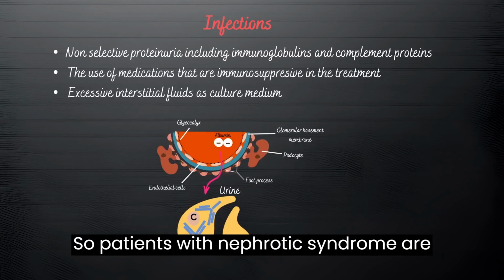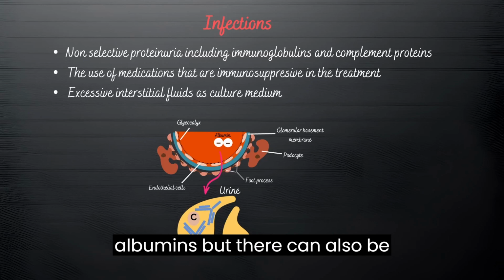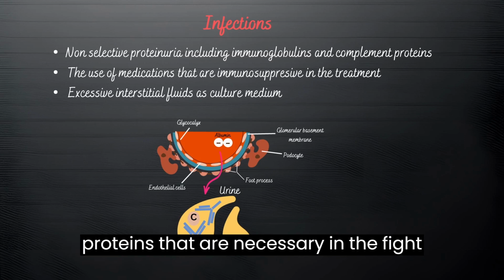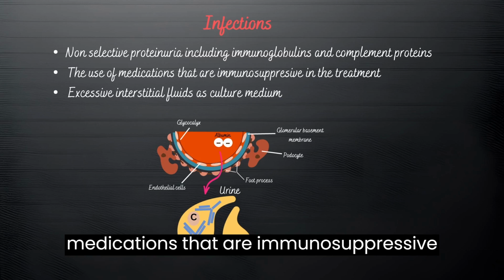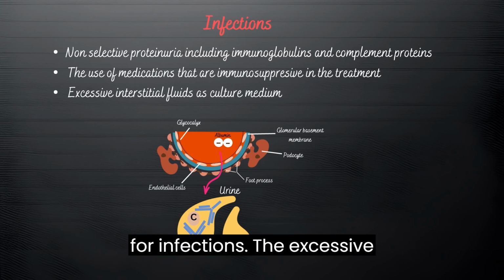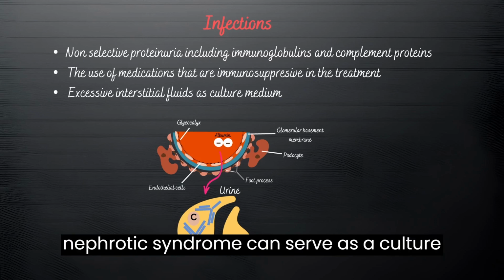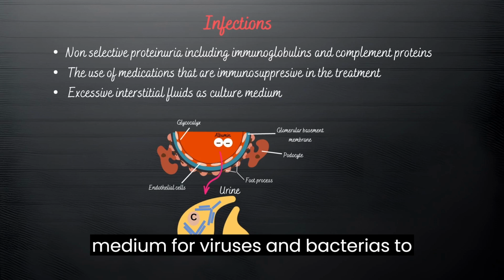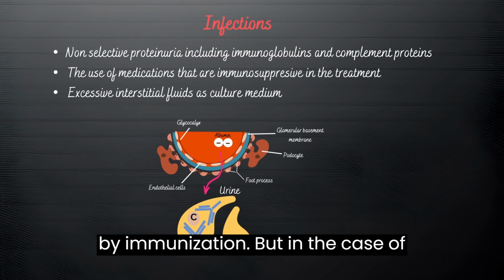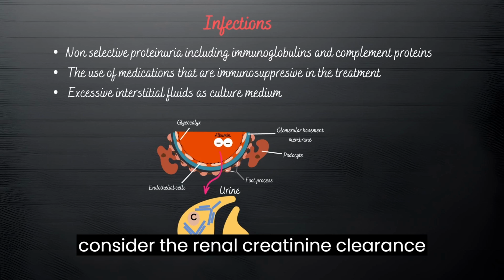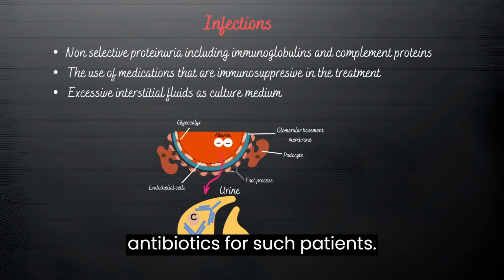So patients with nephrotic syndrome are prone to infections. And remember, the proteins that are lost are not only albumins, but they can also be immunoglobulins as well as complement proteins that are necessary in the fight against infections. The use of medications that are immunosuppressive agents can in fact lower the threshold for infections. The excessive interstitial fluids that occur in nephrotic syndrome can serve as a culture medium for viruses and bacteria to thrive. So the way forward is to prevent by immunization. But in the case of infections, you would like to strictly consider the renal creatinine clearance or the GFR when you choose any antibiotics for such patients.